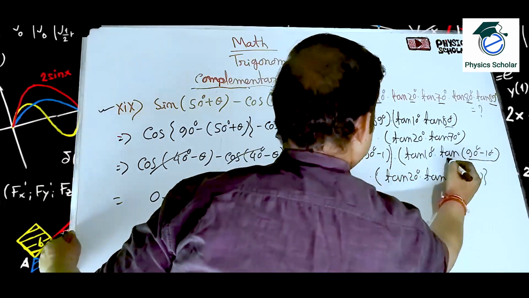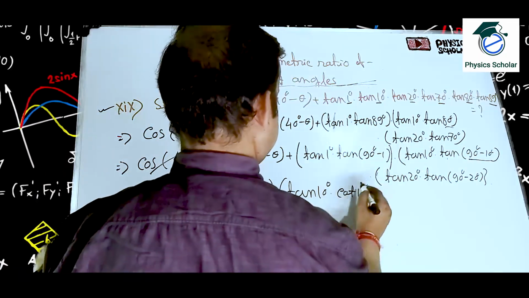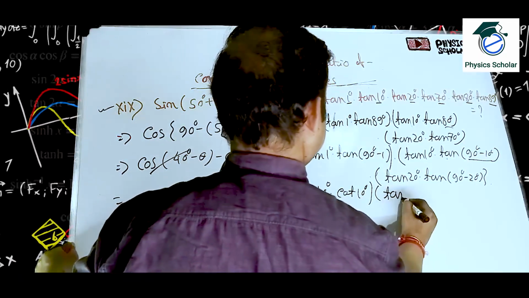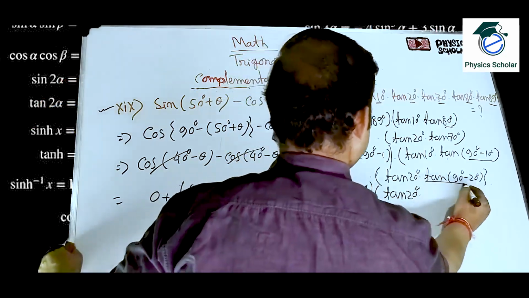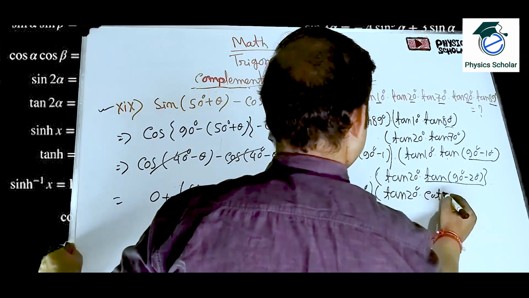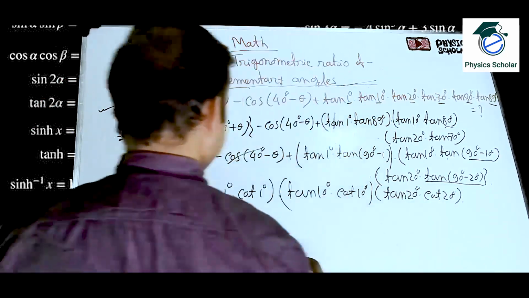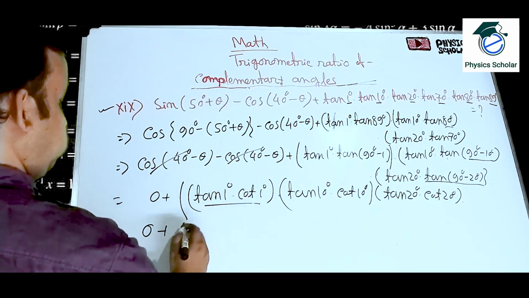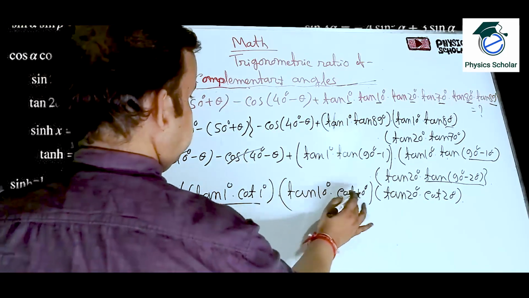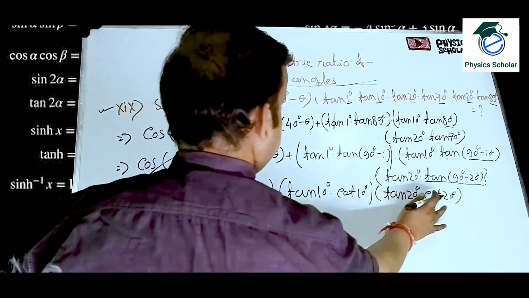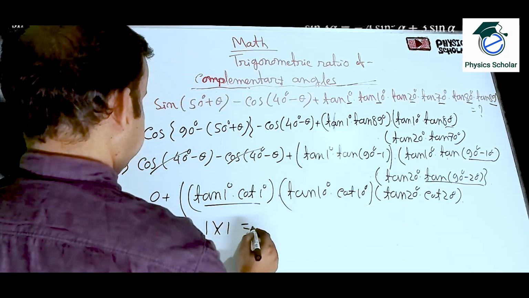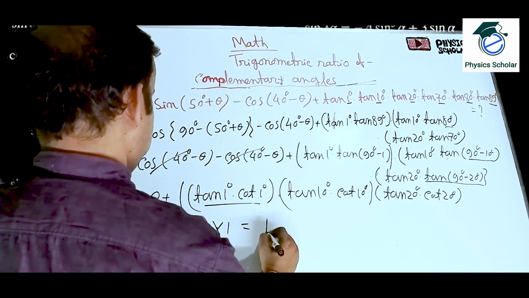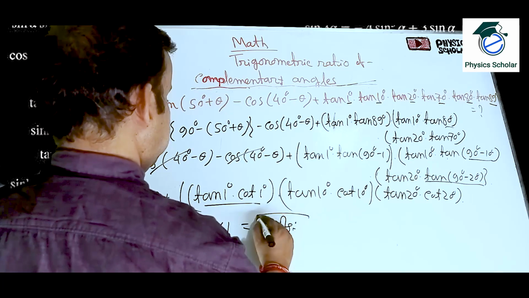Tan 90 minus 10 means what? Cot. Into tan 20 degree into tan 90 minus 20 means cot 20 degree. Clear? So that means 0 plus this is what? Tan theta into cot theta means 1, into tan 10 into cot 10 means 1, into tan 20 into cot 20 means 1. That will be your answer.